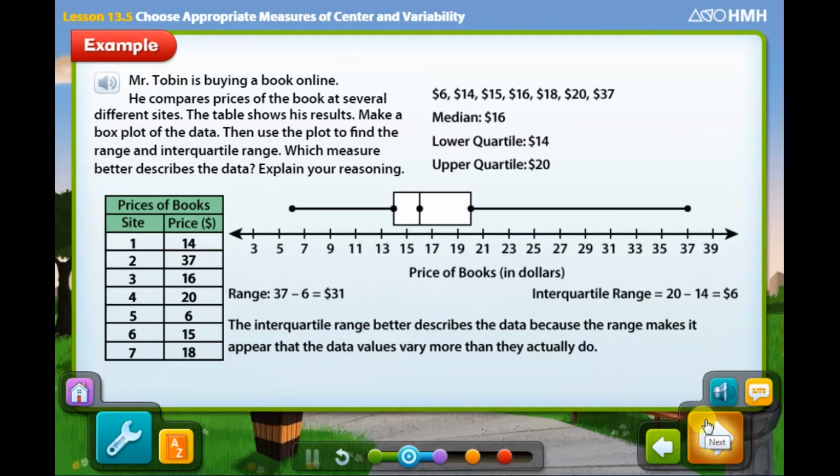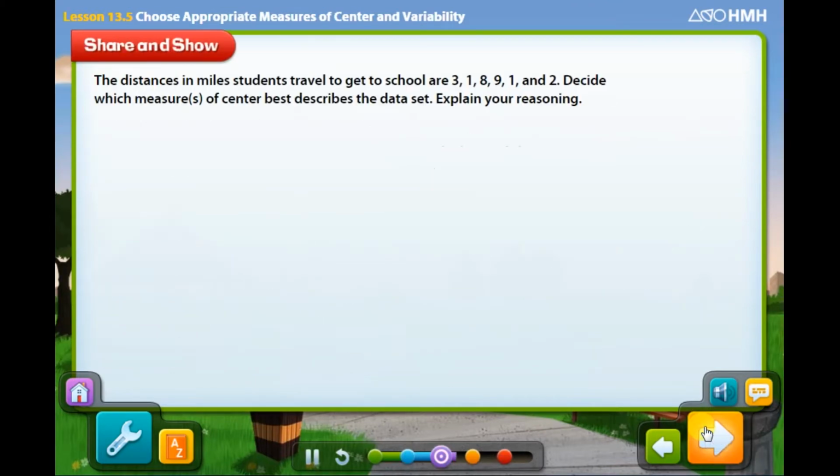I hope that you understood this example. The distances in miles students travel to get to school are 3, 1, 8, 9, 1, and 2. Decide which measures of center best describes the data set. Explain your reasoning.